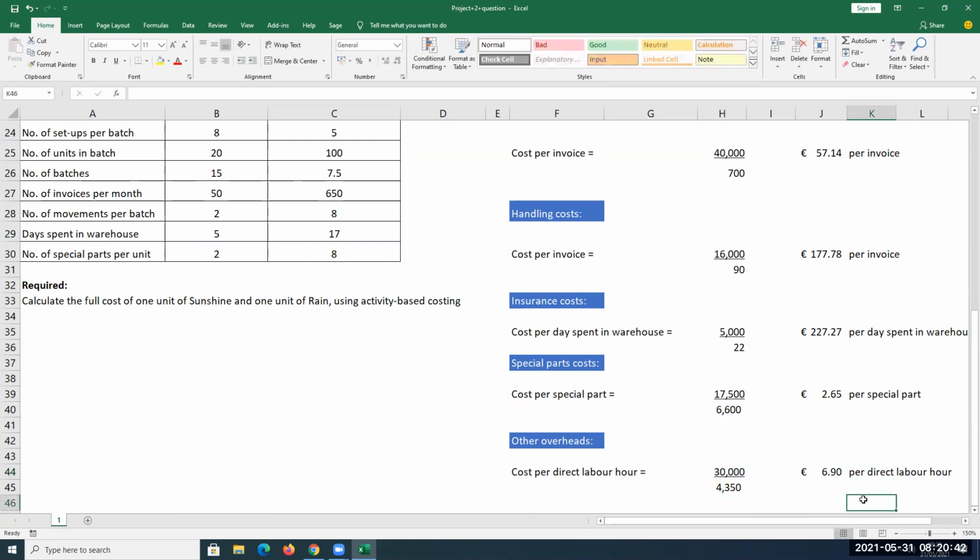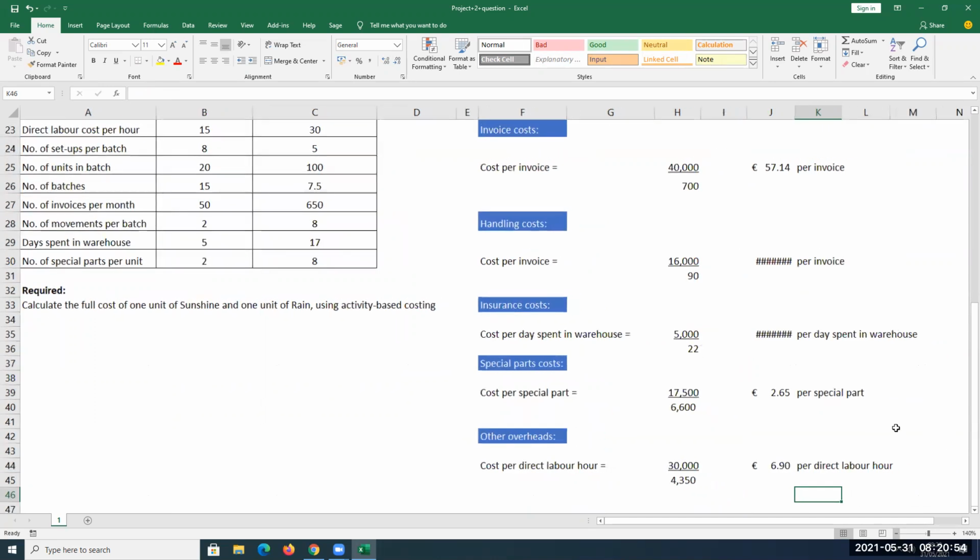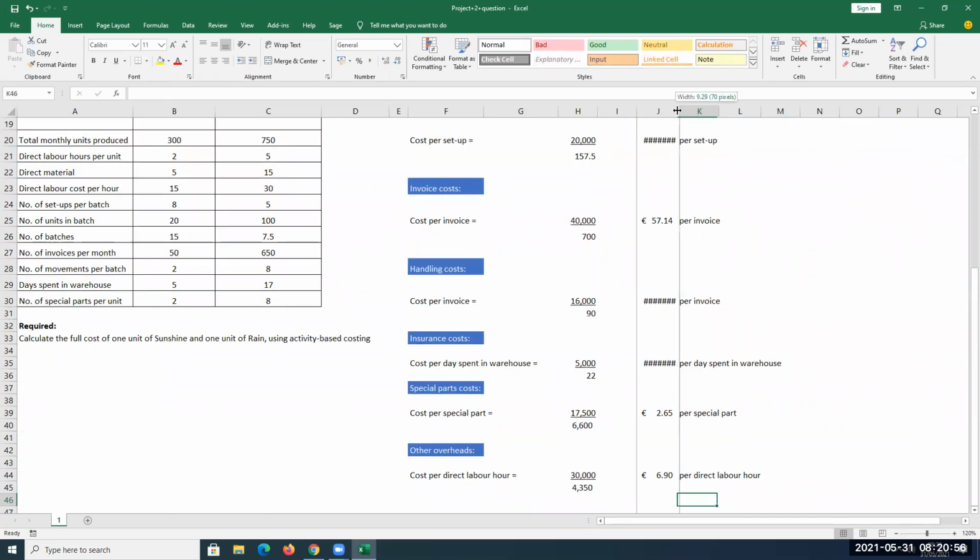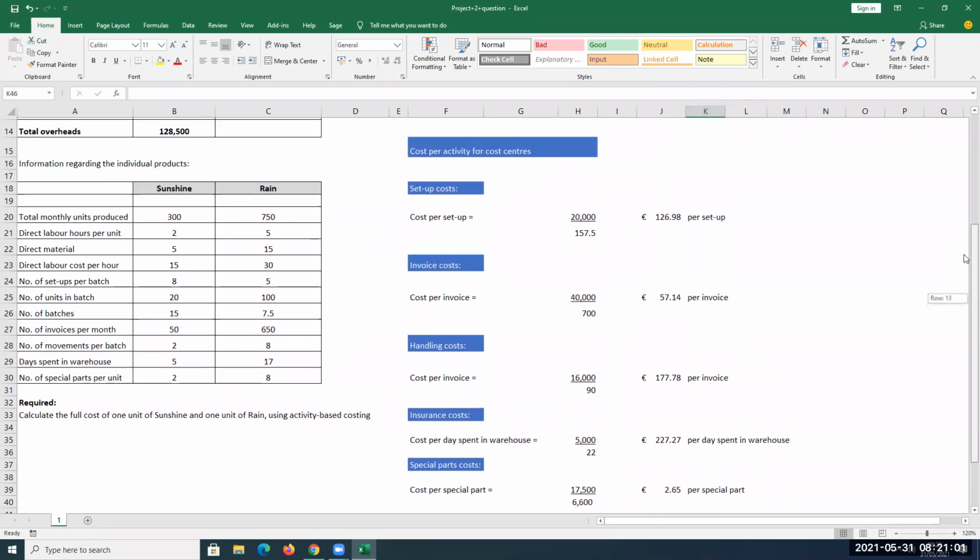Okay. So this one is done. So I calculated the cost per activity, €6.90 per direct labor hour. Now just have a look at this second calculation. If anything is not clear, you can ask me, I can explain it to you. Everything is clear. Thank you.